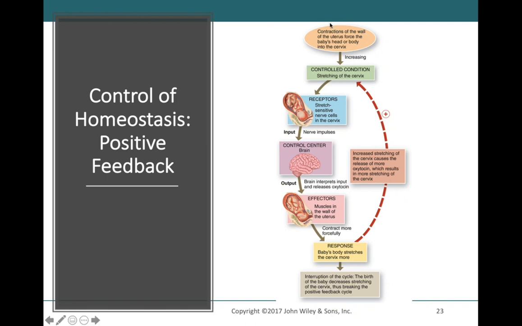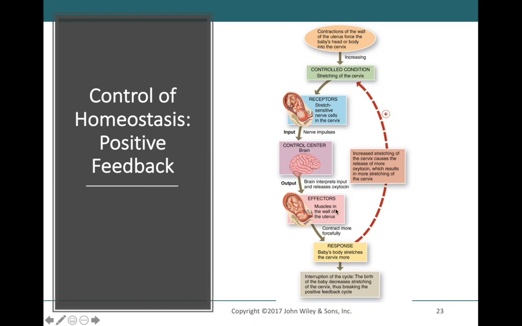For example, one stimulus here is contractions of the uterine wall, when the baby is being pushed out of the uterus. The baby pushing into the walls of the uterus is constantly going to be pushing against those walls. That is going to increase our controlled condition of the cervical stretching. When the cervix is stretched, it contains different types of sensitive nerve cells, and these nerve cells are going to tell the brain to release a hormone known as oxytocin.